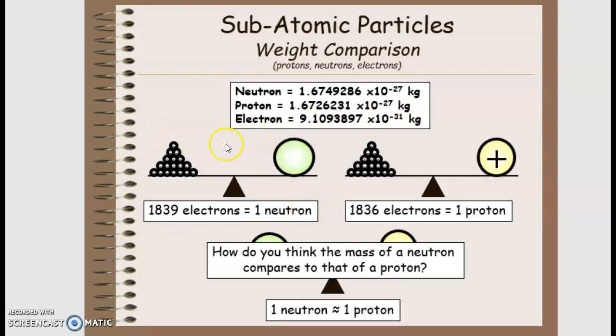If you look at these scales, this is what it would approximately weigh out to. It would take 1,839 electrons to make up the size of one neutron. It would take 1,836 electrons to make up the size of one proton. I'm sorry, that's a 9. So basically, how do you think the mass of a neutron compares to that of a proton? They're just about equal.